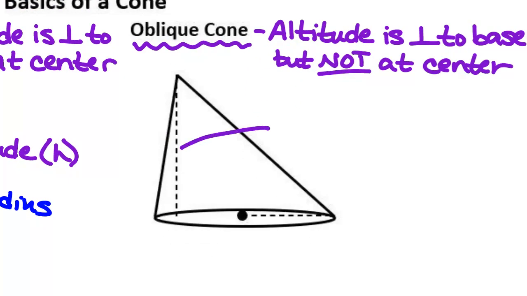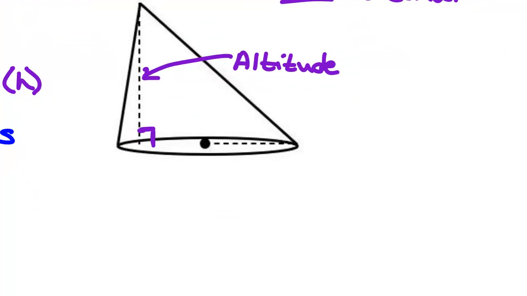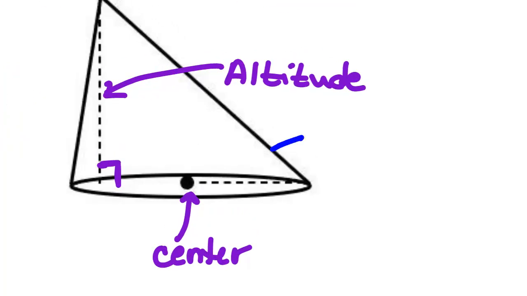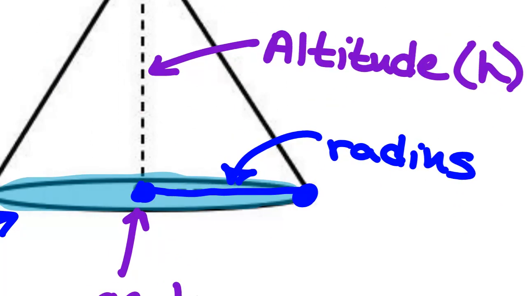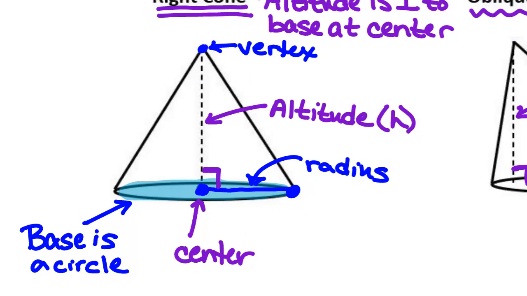So here on my oblique cone, here's my altitude. It's making a right angle with the base there, but my center is over here. And here's my radius. In a right cone, that altitude and radius meet each other right at the center of that cone.